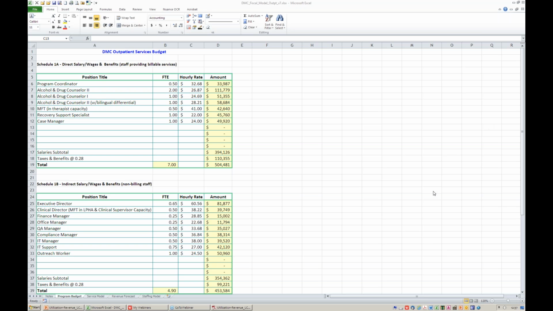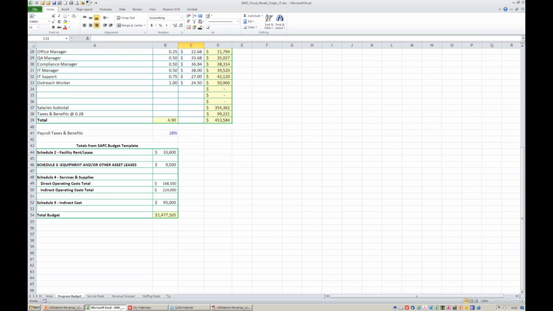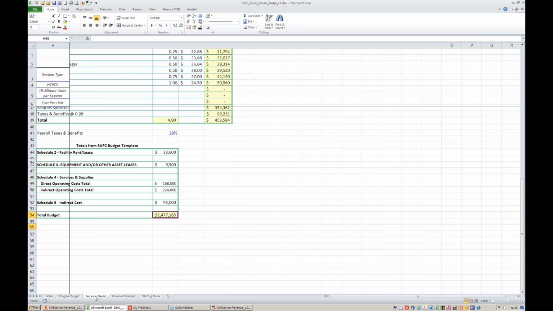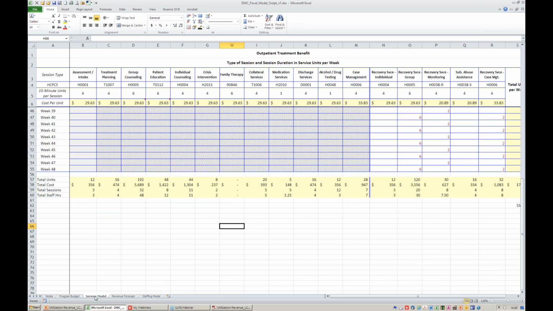So let's move on here. So here's what it costs you to do your work. Again, we'll round up to 1.5 million. And now, what do you do with it? On the second page is your service model.